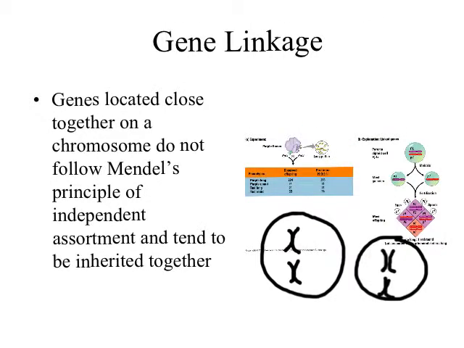So the field of genetics is hugely complicated, and here's another wrench to throw into our genetic study: gene linkage. Genes located close together on a chromosome are not actually going to follow Mendel's principles of independent assortment. In Mendel's observations with the pea plants, the gene for flower color was on one chromosome, and the gene for seed color was on another chromosome.